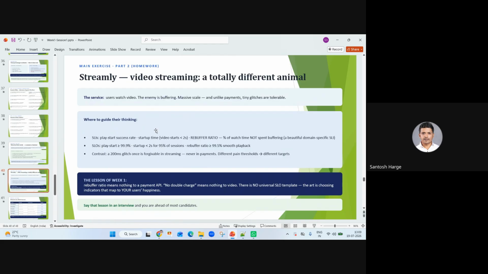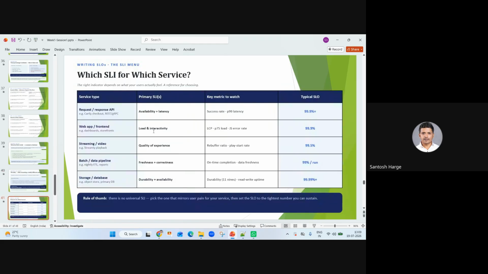So yeah, over the week I would request you to go through this. Okay, and yeah, so these are some of the SLO and SLM, where we need to set up, for what type of service we need to set up the SLA.